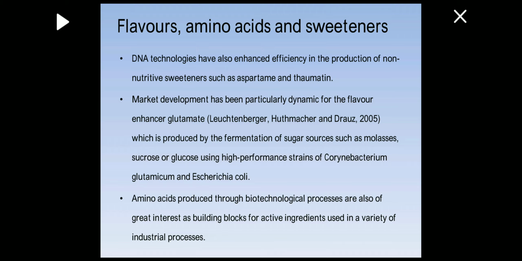Amino acids produced through biotechnological processes are also of great interest as building blocks for the active ingredients used in a variety of industrial processes. So, amino acids are another class, the building blocks of proteins, and they are produced by fermentation by certain microorganisms, and then they are isolated and purified, and then added to different food products or food supplements, and as a result, they become more value added products.